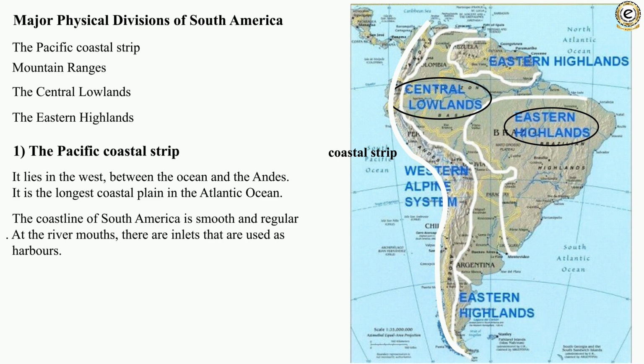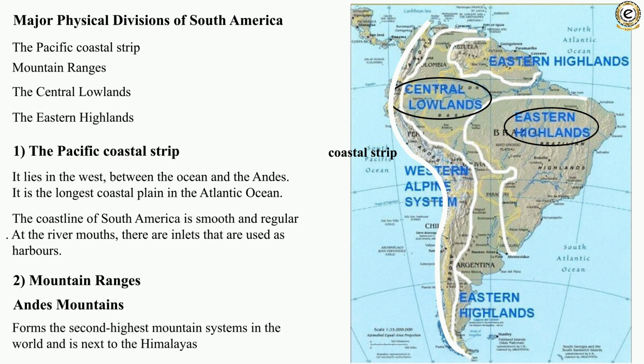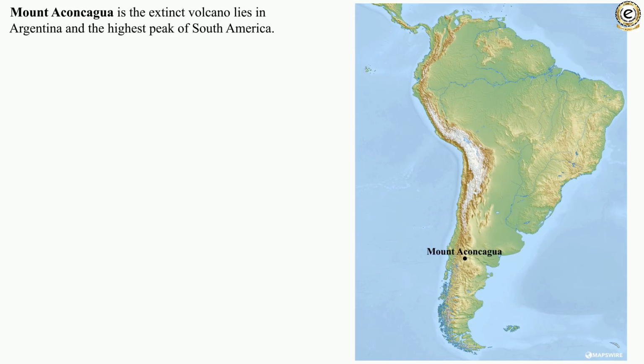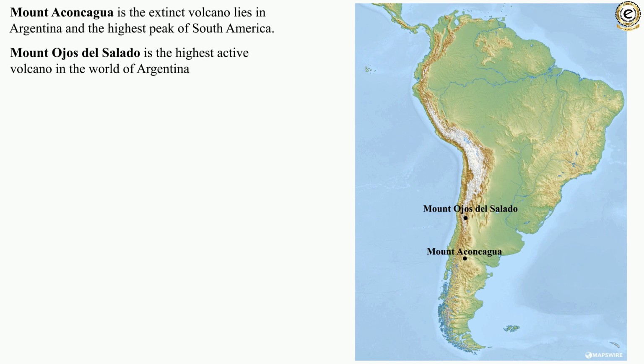Now, the second part is the mountain ranges. The Andes Mountains are one of the important mountain ranges of the South American continent. They form the second highest mountain system in the world, next to the Himalayas. As we know, the Himalayas are the highest mountain system in the world. Mount Aconcagua is an extinct volcano that lies in Argentina, and it is the highest peak of South America. Mount Ojos del Salado is the highest active volcano in the world, in Argentina.